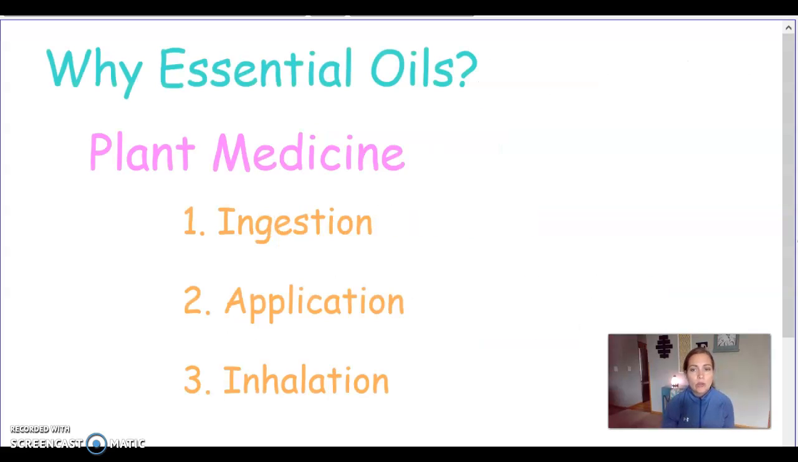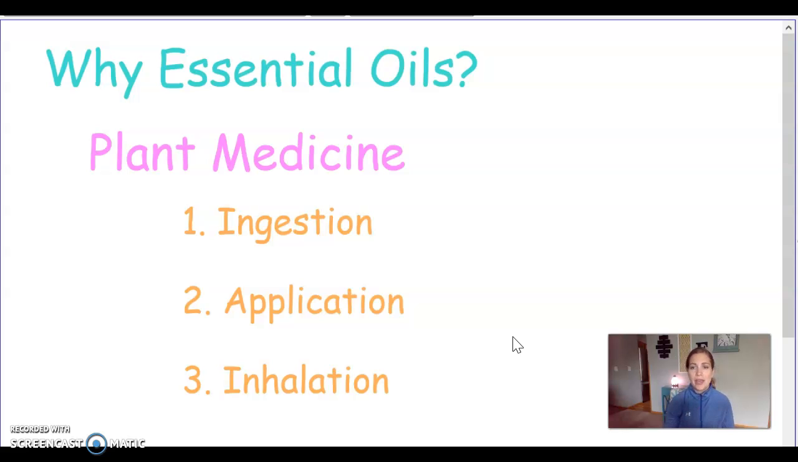So why essential oils? Well, essential oils are basically a plant medicine. There are three different ways that you can use essential oils. One way is by ingestion, so putting it in your food or drink or in capsules and ingesting them. The second way is application, and I use this a lot. I use a roller, and I roll it on my neck or on my temples and different places like that. So you can apply it directly to the skin. And the third one is inhalation.